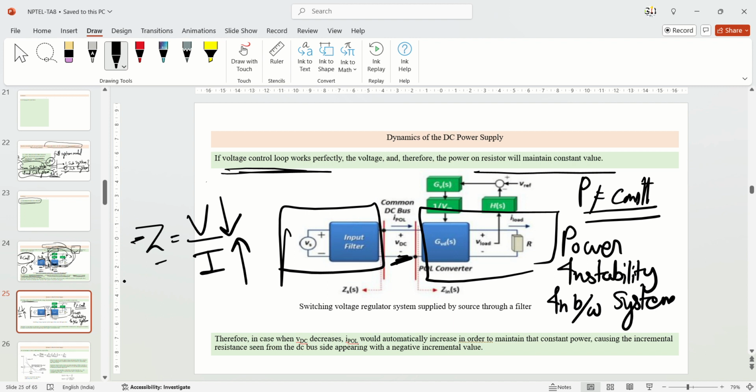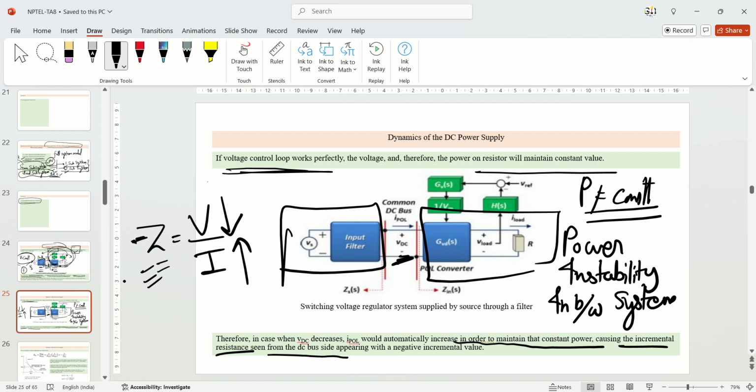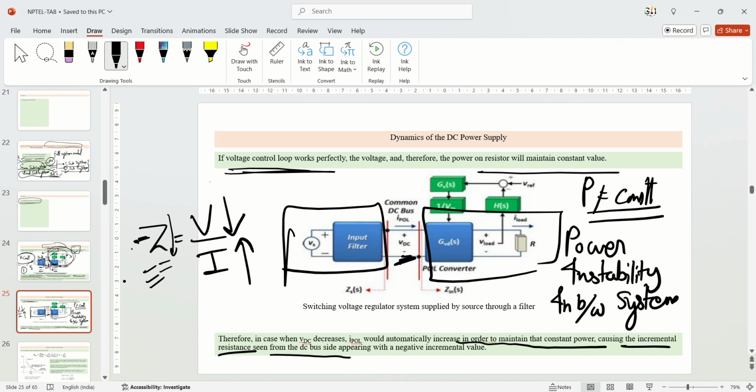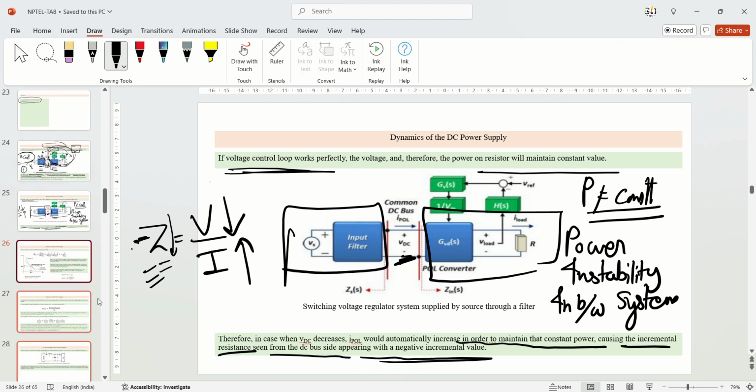Okay, to drop down this effect, the current will automatically increase in order to maintain the constant power, causing the incremental resistance to increase. As seen on the DC bus side, because it is negative, if it is decreasing, negative means it is increasing, appearing with a negative incremental change.